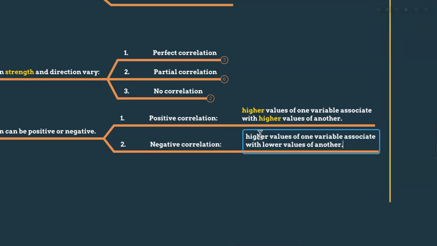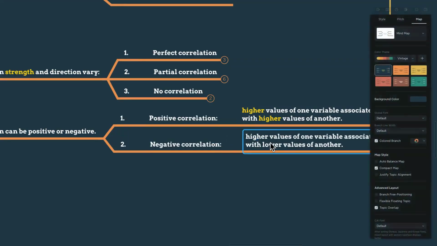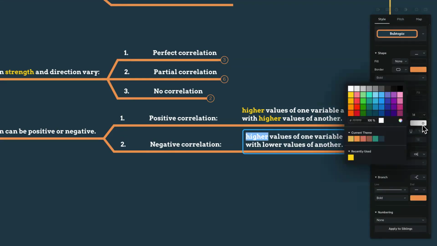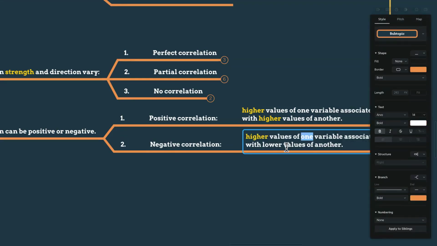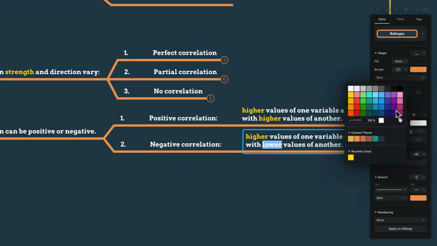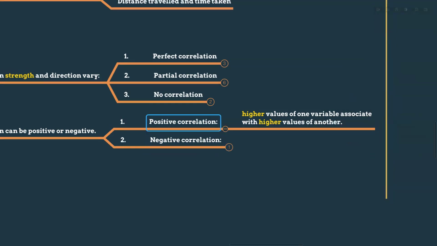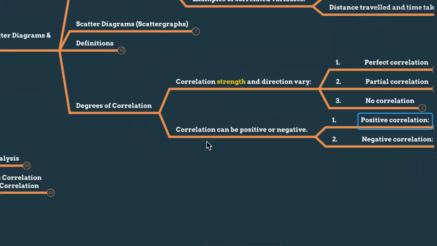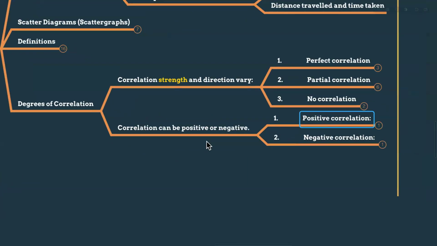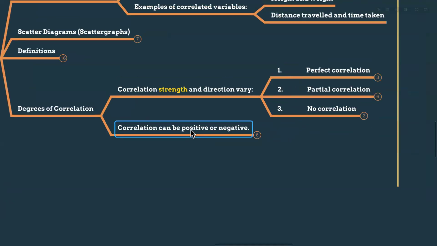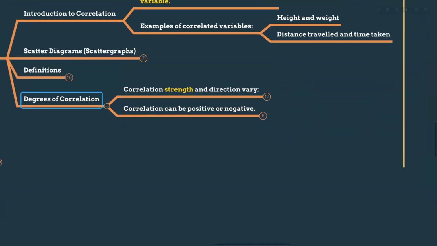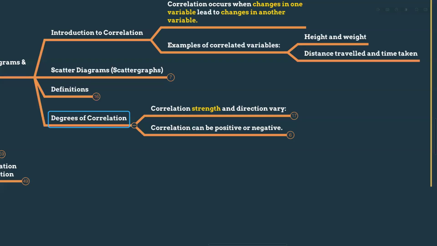And negative correlation means the higher values of x or y will be associated with the lower values of the other. So the highest values of one variable associated with the lower values of another variable is absolutely negative correlation, right? It might be negative partial or negative perfect, but positive and negative we can determine according to the x and y values associated.